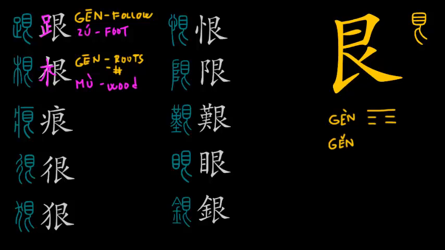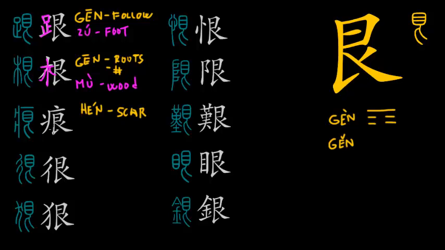The next character is pronounced hen in the second tone, so we have a little phonetic change here, but still this section of the syllable is the same, except the tone is different. Hen is a scar. Scar.